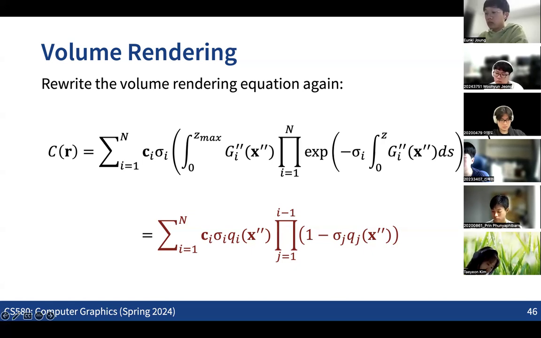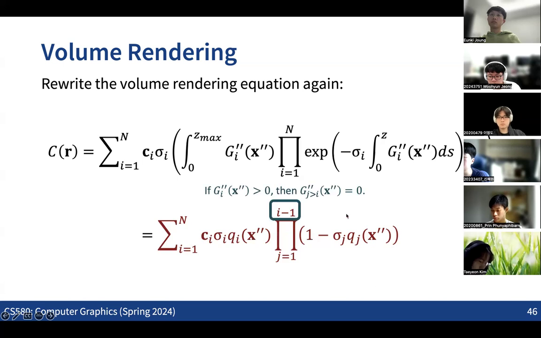So what we can see is that we have the color term here and the opacity term here, which are attributes defined for each of the Gaussian displays. And we also have a function defined for each of the displays, which takes the ray coordinates and returns some kind of weight. Any questions on this?